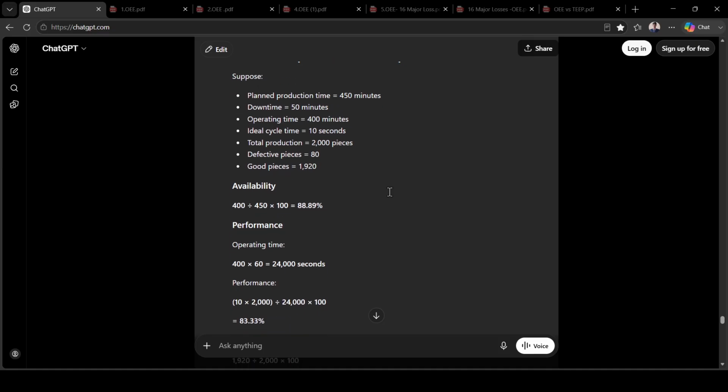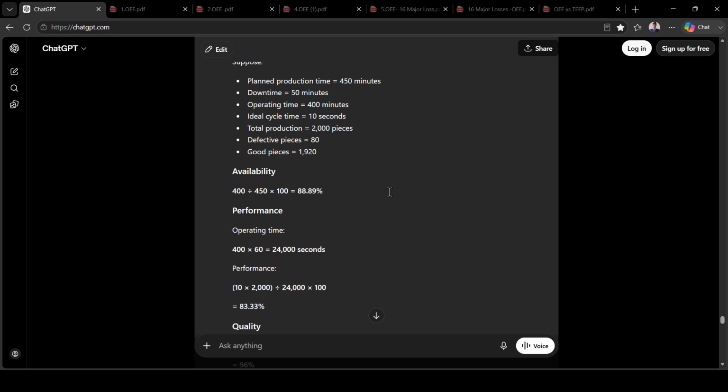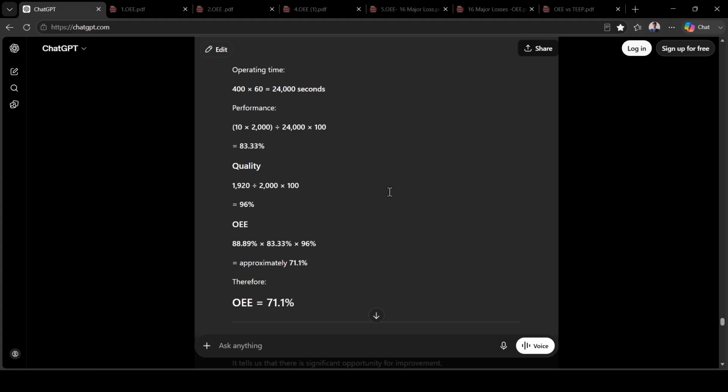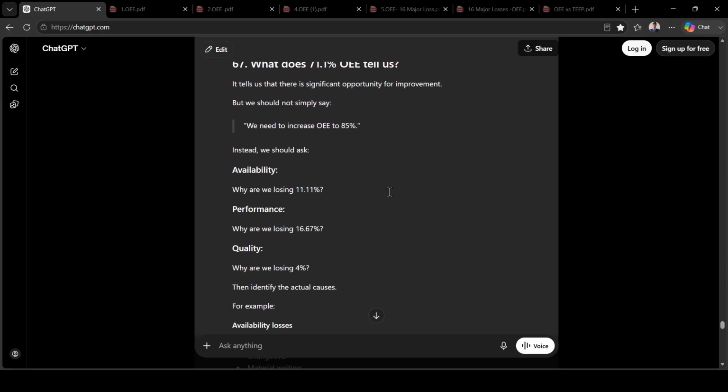So 88.89 percent. Performance: operating time 400 times 60 is 24,000 seconds. So performance equals 10 times 2000 divided by 24,000 times 100, so 83.33%. Quality equals 1920 divided by 2000 times 100, so 96%. OE equals 88.89 times 83.33 times 96, so approximately 71.1 percent.